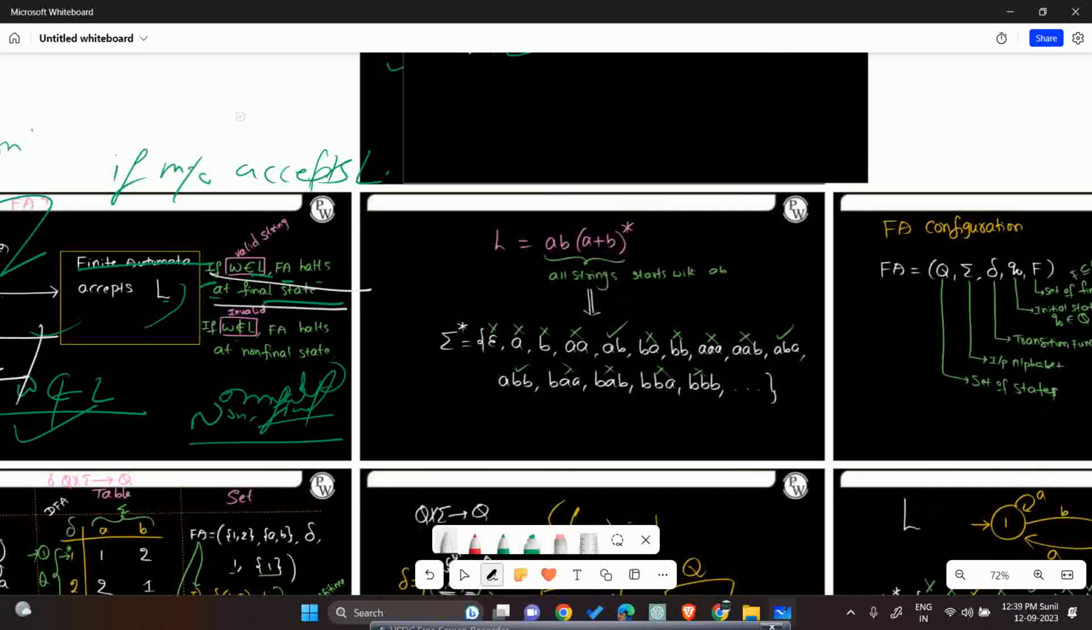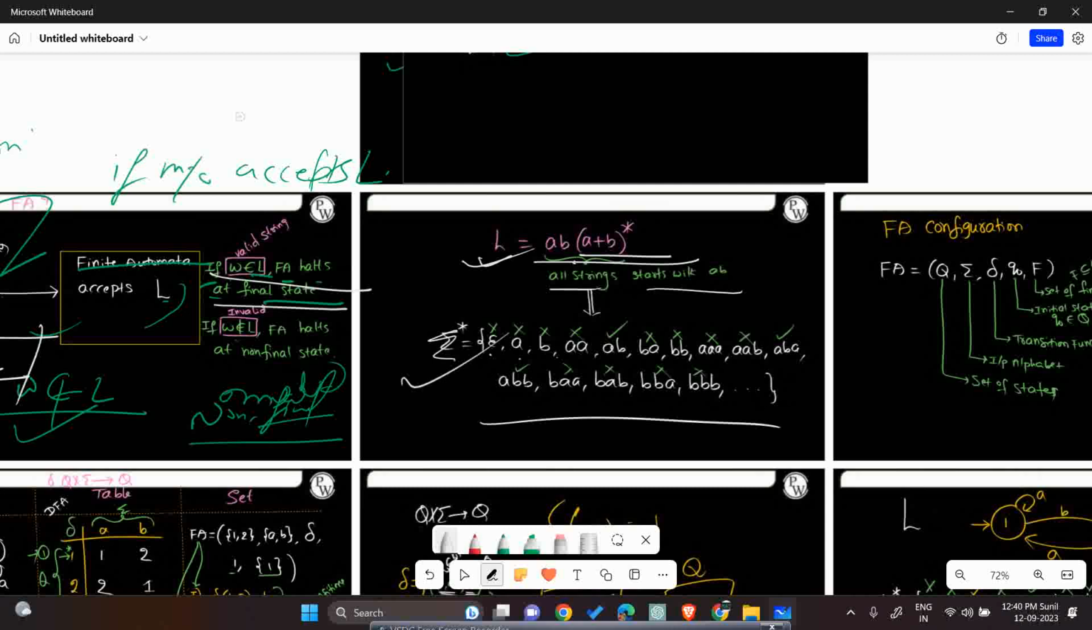Let's see, L is AB followed by X. Let's see further. So this is a language, regular language, or we can say any language. All strings start with AB. So what is the star segment? Epsilon, A, B, and these are infinite strings this can generate.